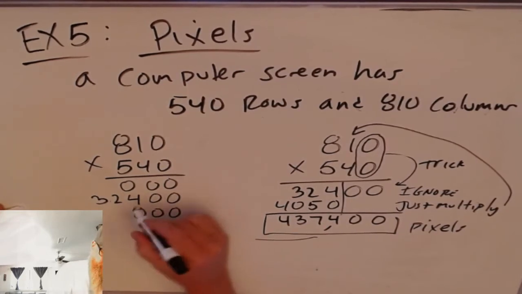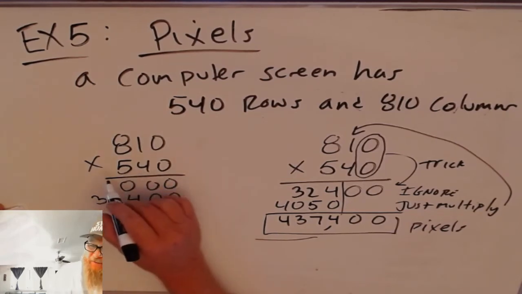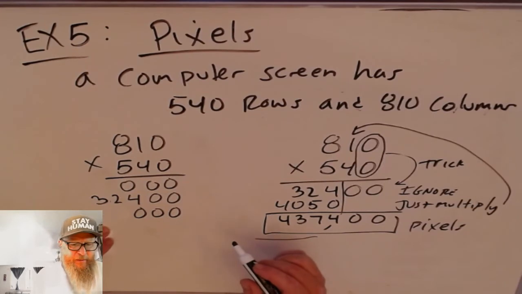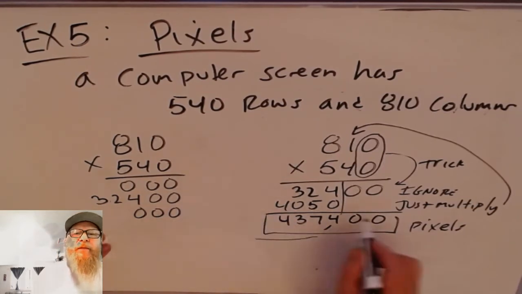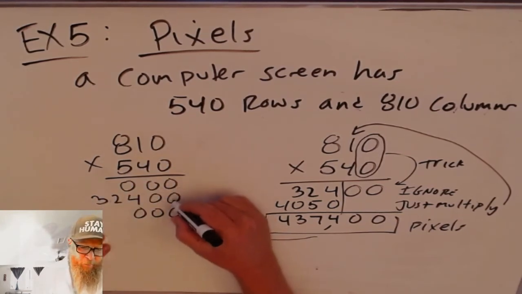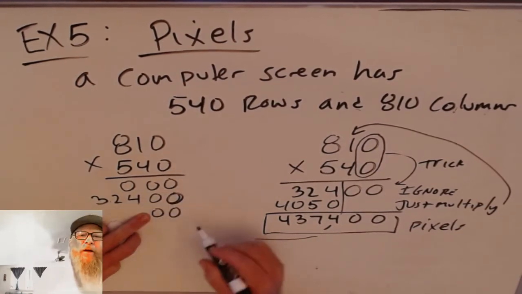Put 3 placeholders now. 5 times 0 is 0. 5 times... hold on. No, I got screwed up. I think my trick is better. 0 times 0, 0, 0, good. So it's only 2 placeholders. That's the problem with all these extra placeholders.